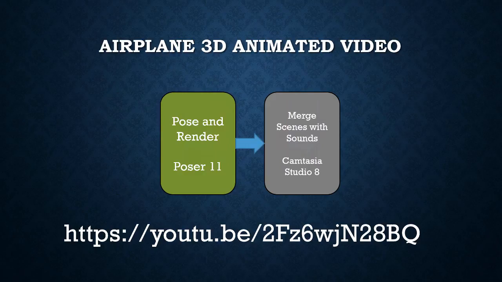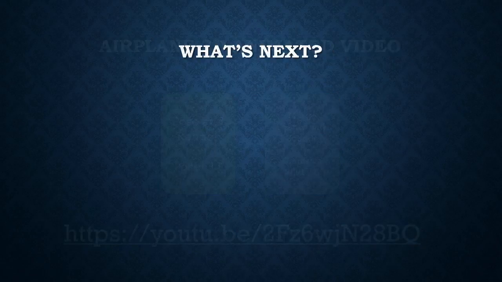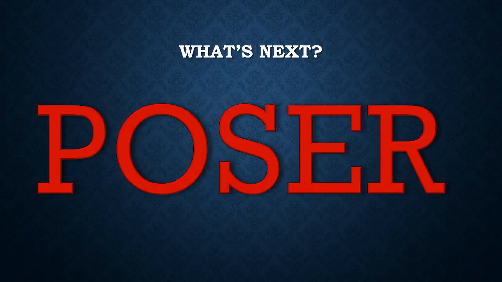Finally, we have an example where I created a 3D animated video, and I used Camtasia Studio to pull together sounds and to edit and so on, and this is the location of this video. The next thing that I'm going to talk about is Poser. You notice that shows up in every one of the scenarios that I talked about, and so I'm going to show you how Poser 3D posing works. See you soon.